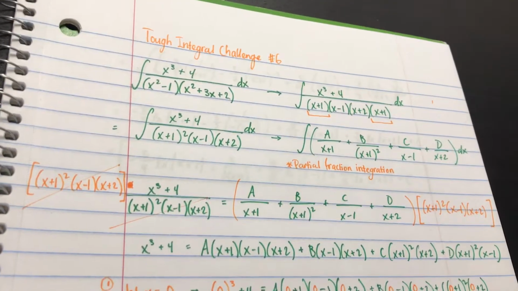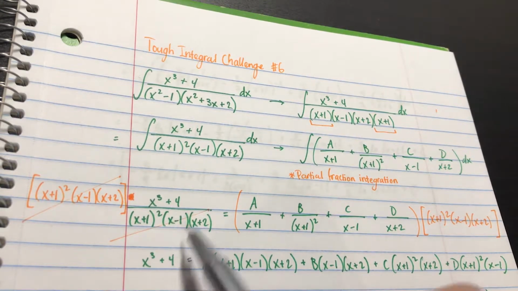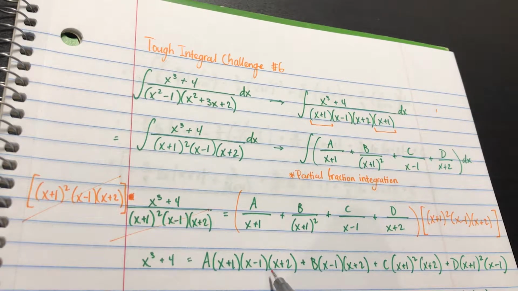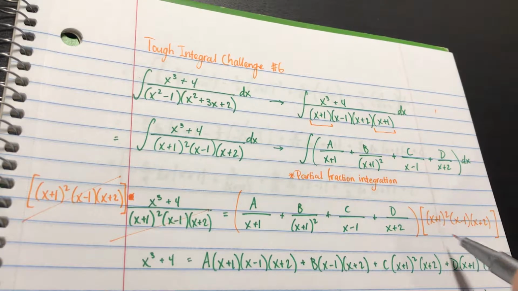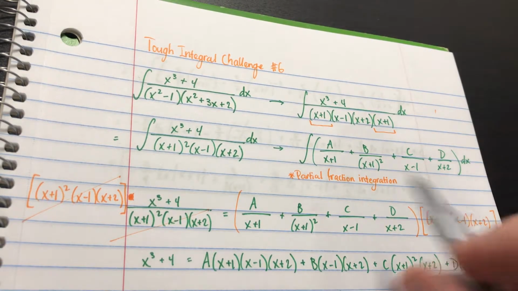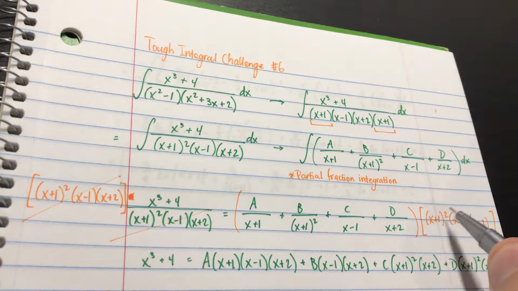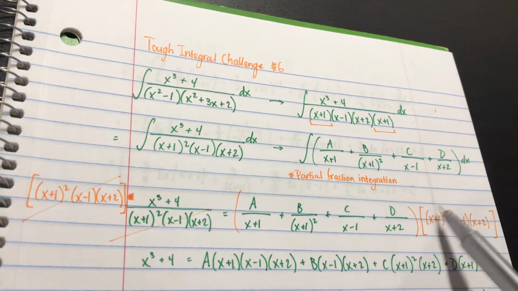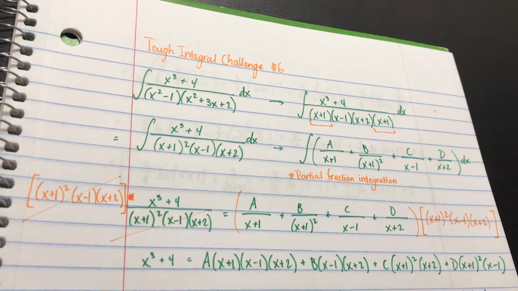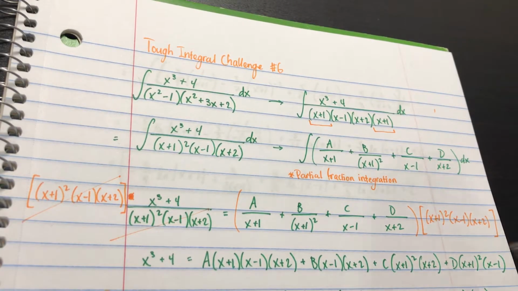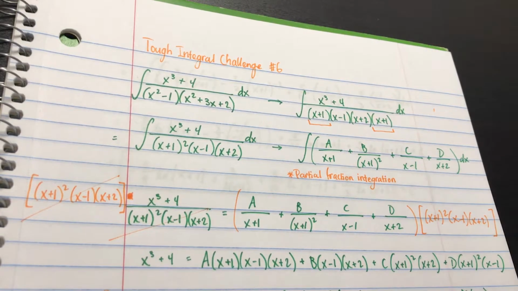And what that looks like is this. We should have x cubed plus 4 is equal to A times (x plus 1) times (x minus 1) times (x plus 2), and that is because when we multiply this entire part, you'll see how (x plus 1) squared gets stuck in the numerator of the A function, and we can simply cancel out one of these squares and the denominator, and what we'll be left with is A times (x plus 1) times (x minus 1) times (x plus 2). That's the reasoning behind this setup right here. We'll also be left with B times (x minus 1) times (x plus 2) plus C times (x plus 1) squared times (x plus 2) plus D times (x plus 1) squared times (x minus 1).